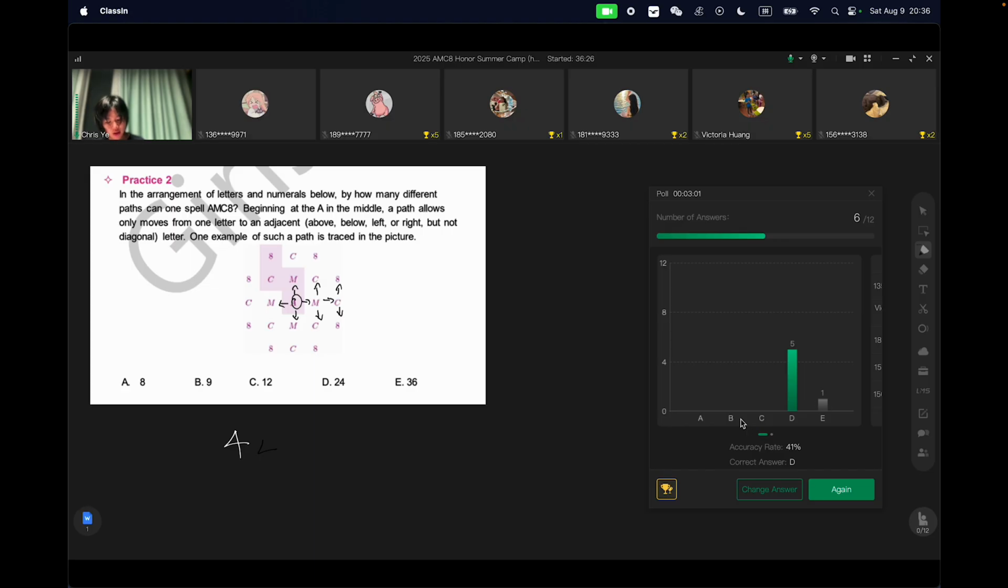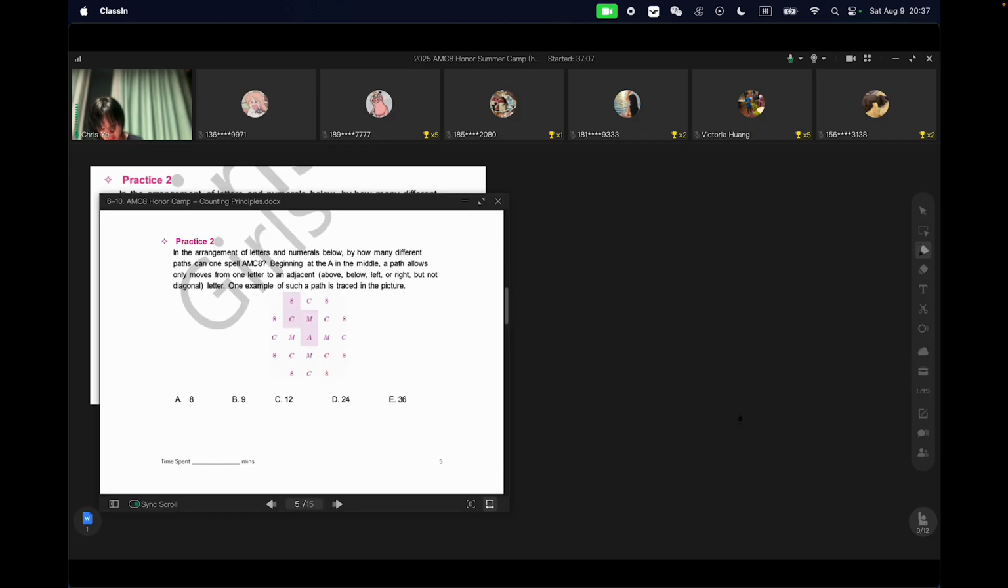So since there are 4 ways for A to reach M, and we can see that there are 3 C's around each M, there are going to be 3 ways for an M to get to a C. So that would be 3. And lastly, we can see that there are 2 8s around each C. So there are going to be 2 ways for AMC to connect to 8. So that's going to be 2. And therefore, our answer is going to be 4 times 3 times 2 equals 24. So, any questions? If not, then let's move on.